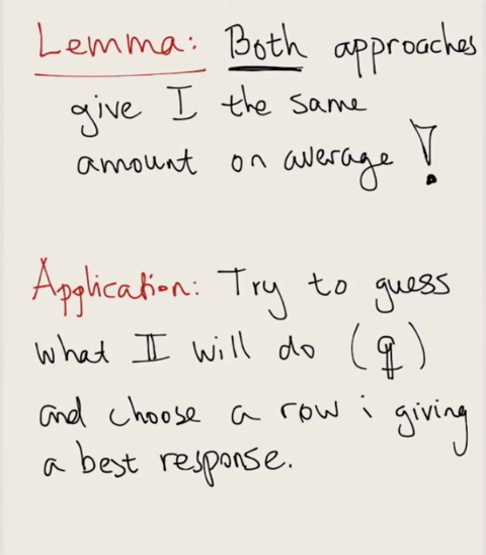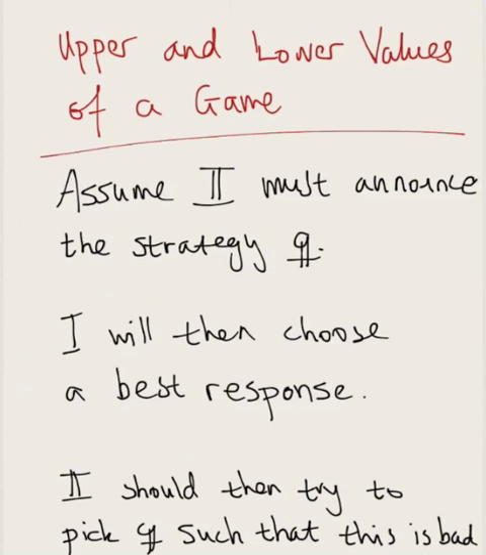Now, how does player number 1 use this? Well, if he doesn't know exactly what player number 2 will do, he can try to guess what the player is going to do. And by the previous lemma, he can do well just by trying to pick a row number I that maximizes his return, or gives him the best response. Now, this leads to the so-called upper and lower values of a game, which I'll briefly mention here.